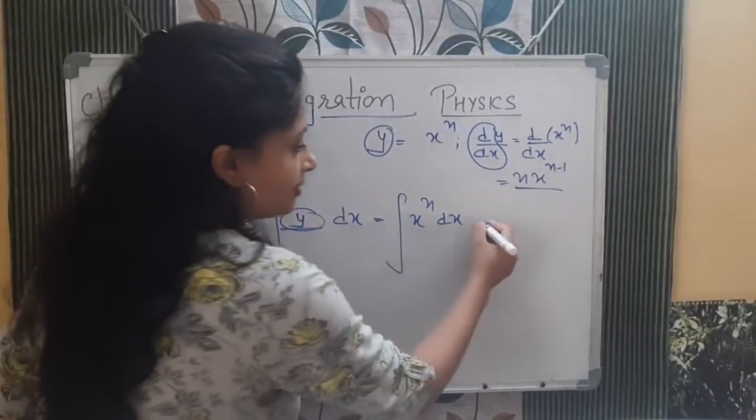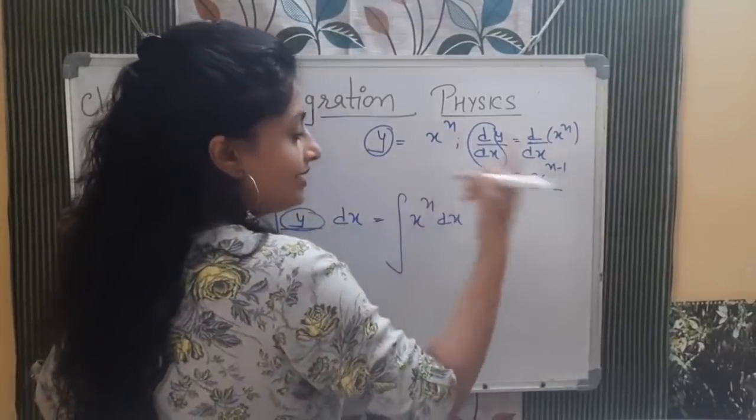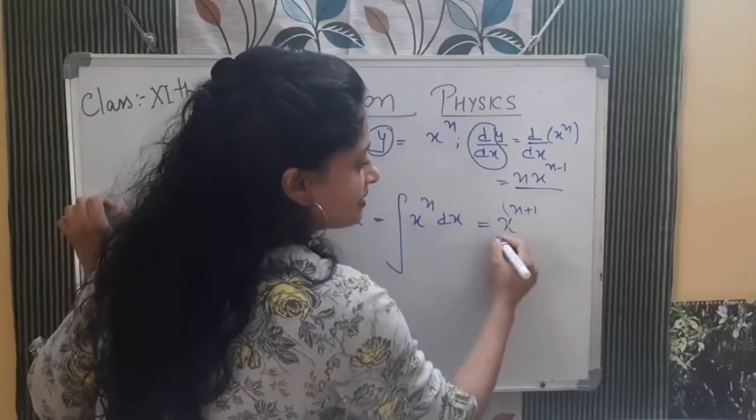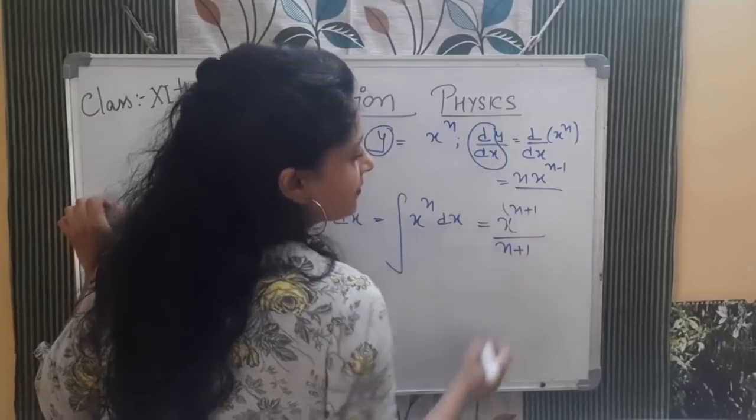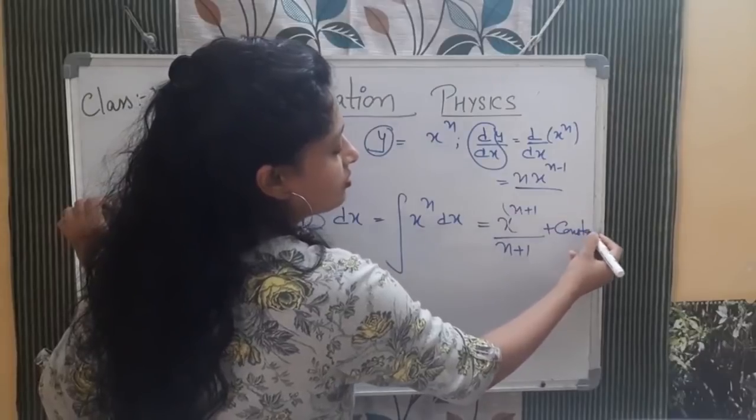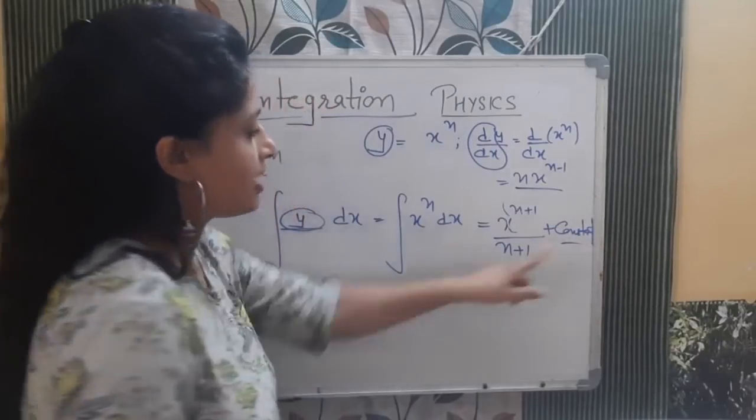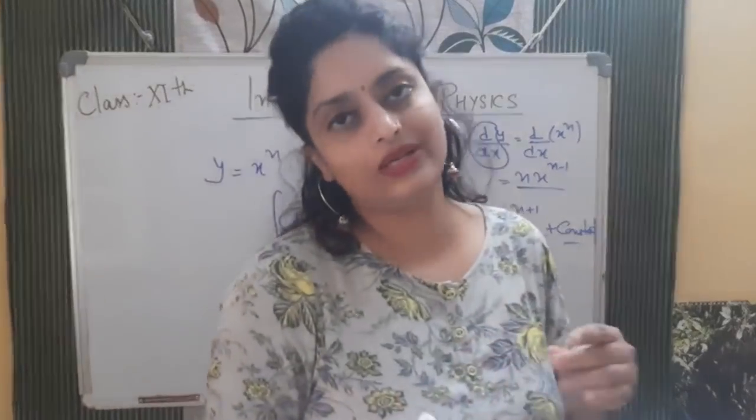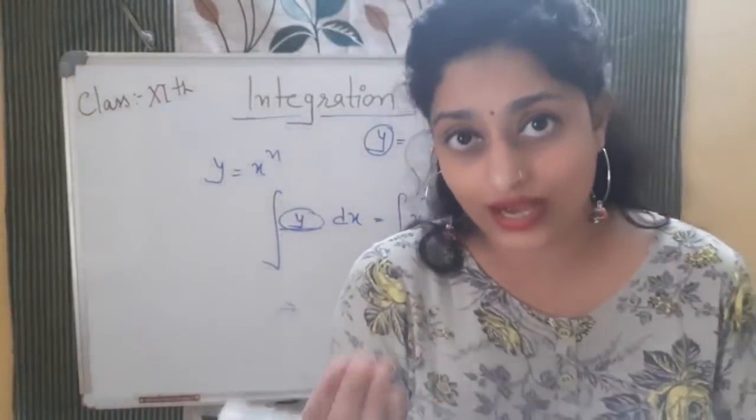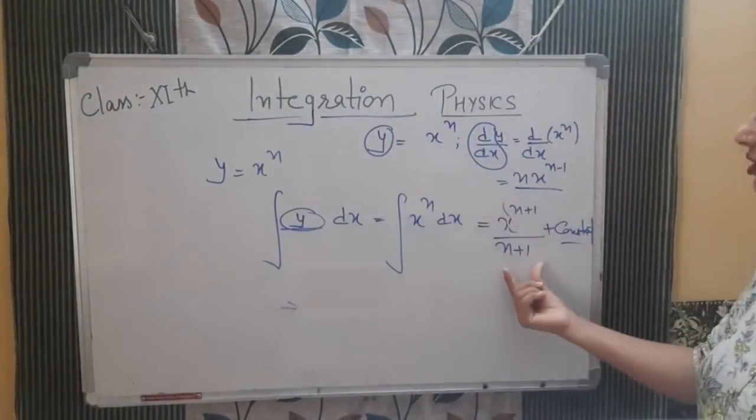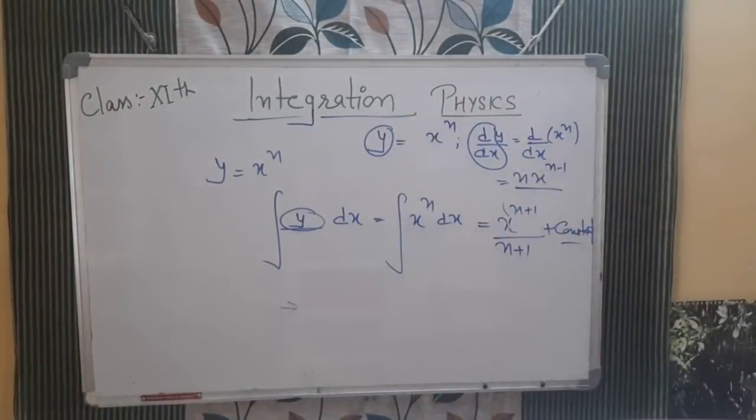Basic formulas. Remember, in the power you will increase 1, n plus 1, and whatever it is now, you will write it in the denominator, plus constant. Now, about the constant there is also a story, so I will tell you about that also. Till now you need to remember how you will do integration: you need to increase 1 in the power, and then you will write that particular power as it is in the denominator. So this is the basic formula for integration.